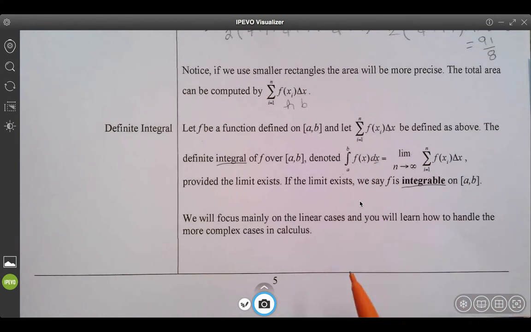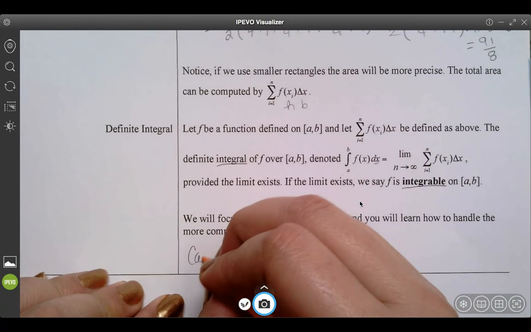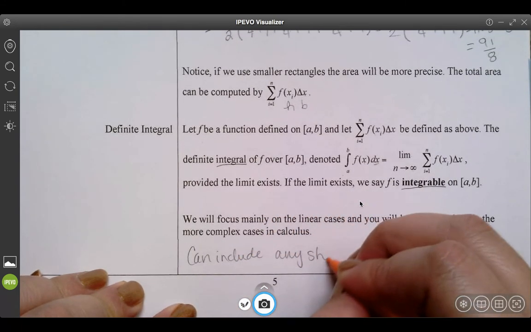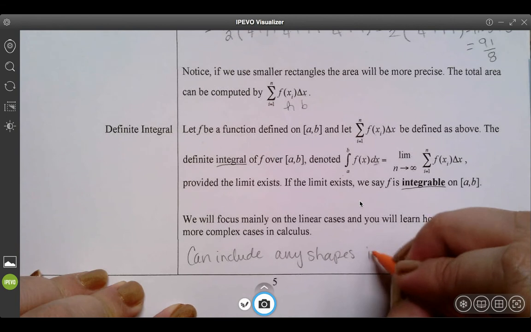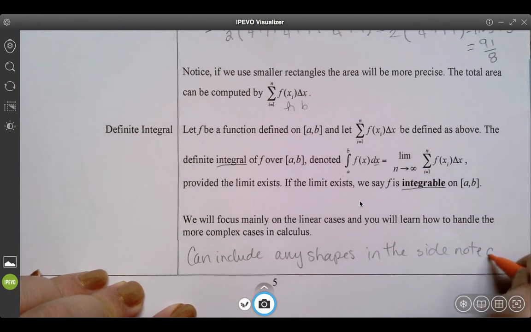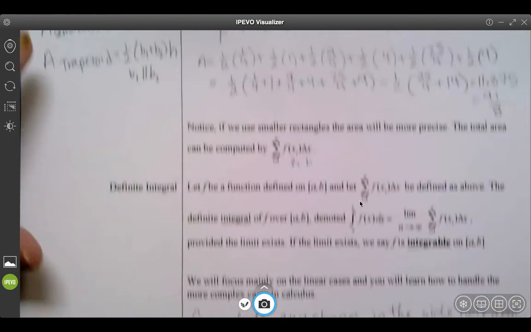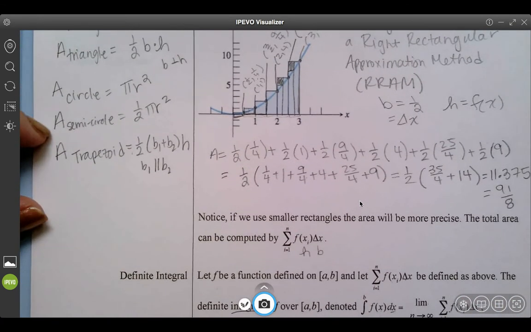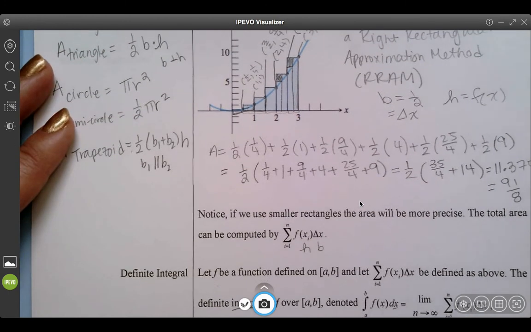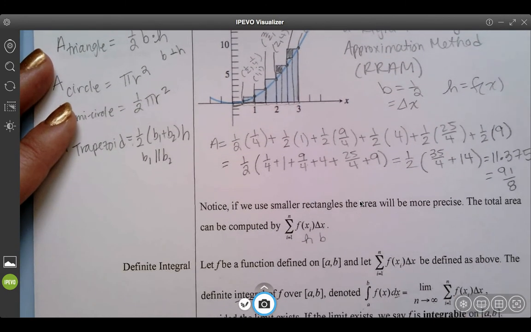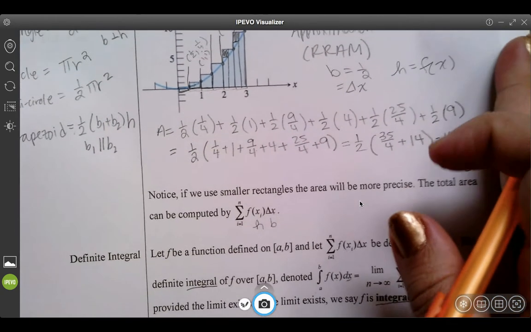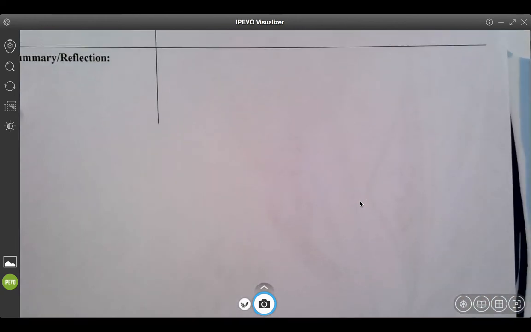The exception is we can also include any shapes in the side note above. So that means triangles, circles or semicircles, and trapezoids are also fair game. Okay, so let's look at an example that's nonlinear, but also it's not a curve like this. So another shape that we know how to calculate, but it's not just a line.